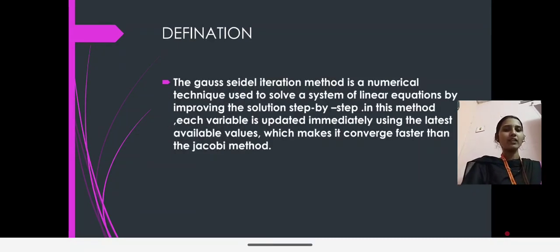Definition. The Gauss Seidel iteration method is a numerical technique used to solve a system of linear equations by improving the solution step by step. In this method, each variable is updated immediately using the latest available values, which makes it converge faster than the Jacobi method.